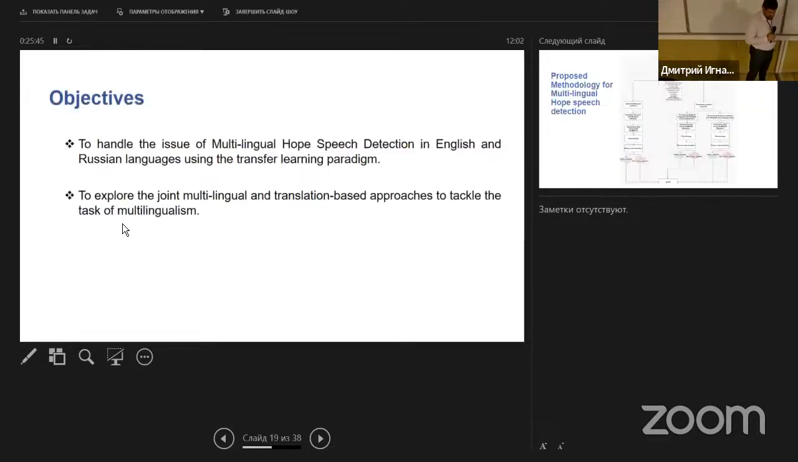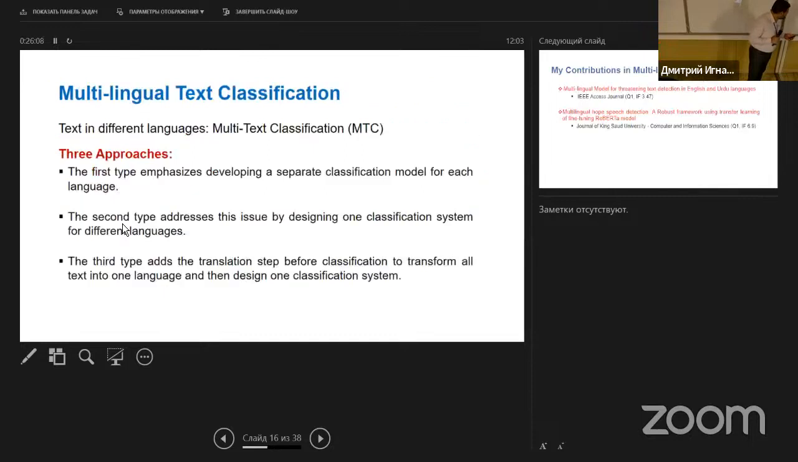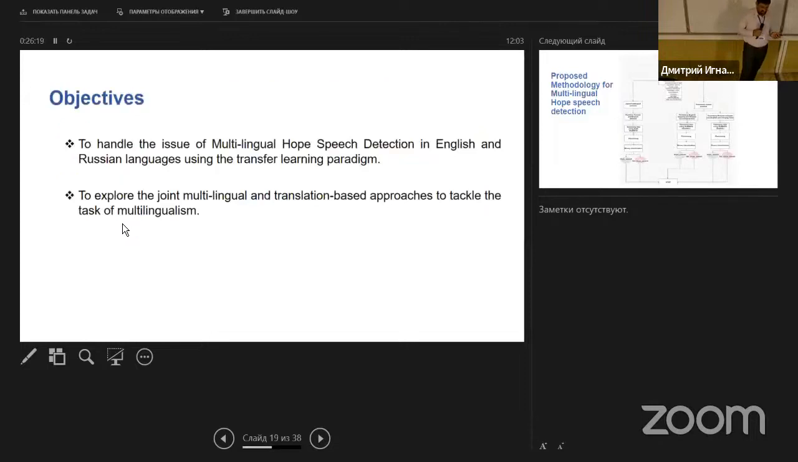So what was the objective? The objective was to handle the issue of multilingual hope speech detection in Russian and English using the transfer learning paradigm. For this, I explored two methodologies related to multilingual text classification, the second one and the third one. The second is joint multilingual, and the third is the translation-based multilingual methodology. So that is the second objective.